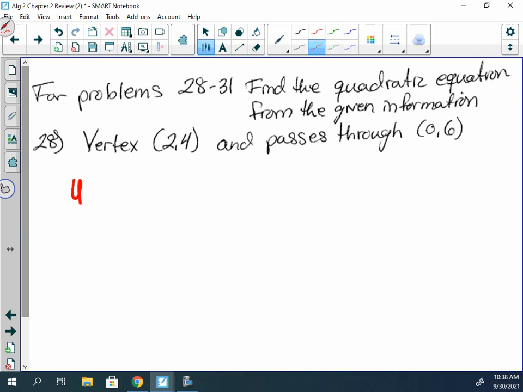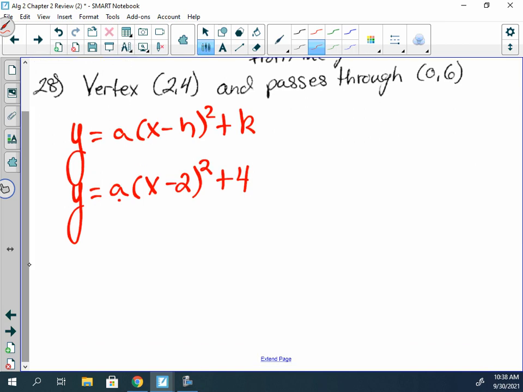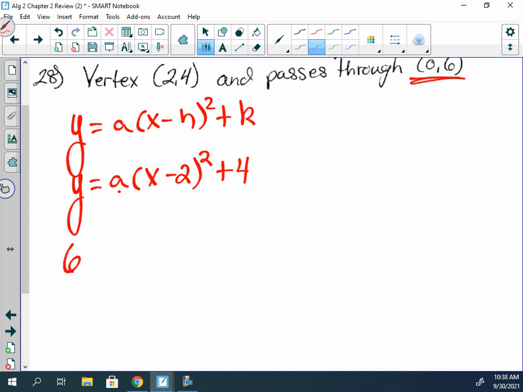So we're using y equals a times x minus h squared plus k. Well, the values of h and k are 2 and 4. We got that straight from the vertex. But we still are missing what? The value of a. And that's where we use the point, because we're plugging the point in for x and y. Because what it's saying is that 6 is equal to a parentheses 0 minus 2 squared plus 4. Or really, when we plug 0 in for x, the value of y should be 6.